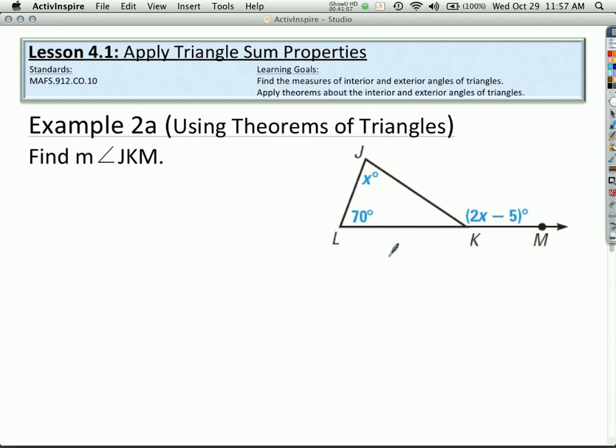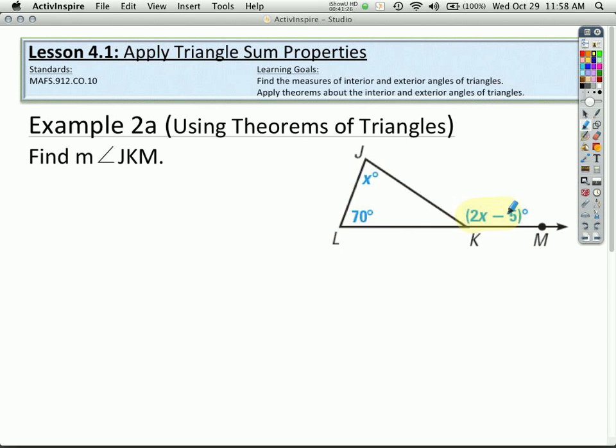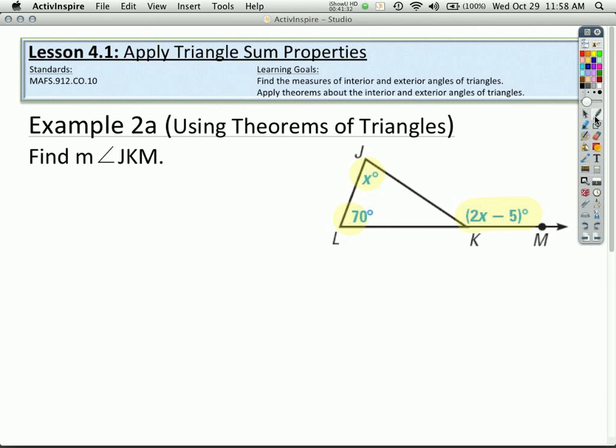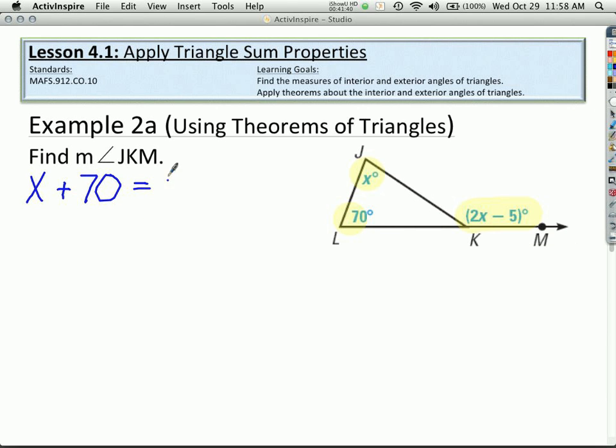Kayla, what theorem do you think we can use? The exterior. Matthew, what theorem did you think we were going to use? The exterior angle theorem. Yes, absolutely. Look at the picture that's given to you on the cheat sheet. It's very similar to this. And what the theorem says is this angle will equal the sum of those two angles. And so we can set up an equation based on that theorem. X plus 70 is going to equal 2x minus 5. Solve the equation to find x.